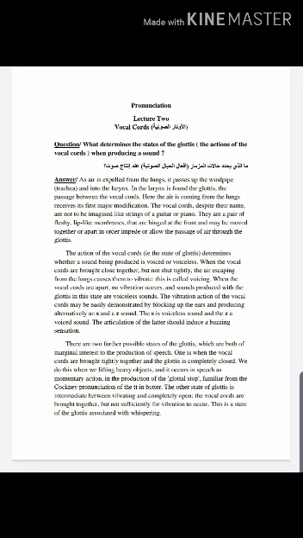The vibration action of the vocal cords may be easily demonstrated by blocking up the ears and producing alternately an s and a z sound. The s sound is a voiceless sound and the z a voiced sound. The articulation of the latter should induce a buzzing sensation.